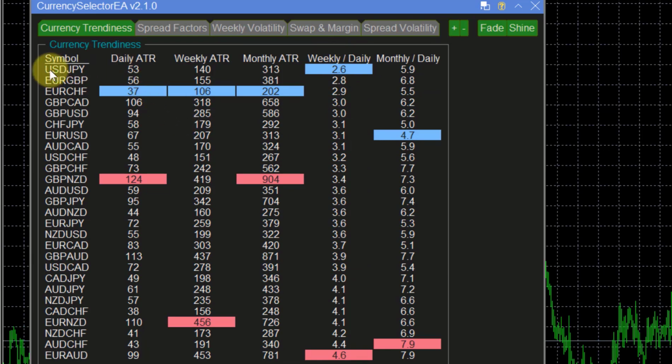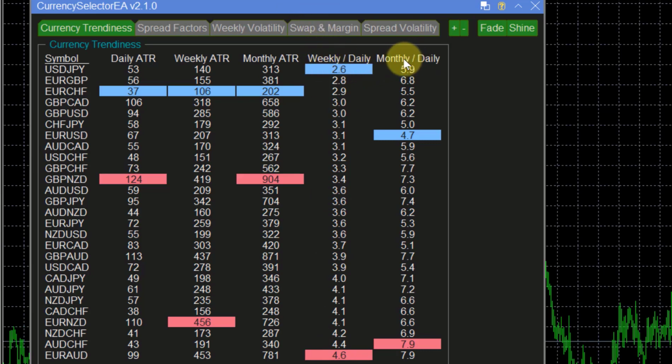Here we can see that the US yen has the lowest trendiness currently if you take the daily movement and compare it with the weekly movement. The weekly movement represents 2.6 times the daily movement, whereas down here the weekly movement is 4.6 times bigger than the daily movement. So this currency is more trendy because it moves more during a week than this particular one that only moves 2.6 times. That's how we tell trendiness using the weekly ATR.